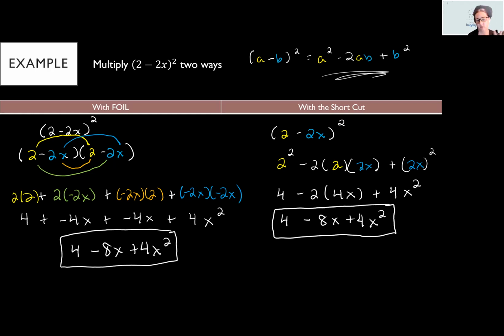So on the left, if you're going to FOIL, you have to write it twice, and then go through the FOIL process. On the right, if you're using the shortcut, you don't have to write it twice. You just have to make sure you're putting all of the numbers in the correct spot with your formula, and then you're doing the math from there.